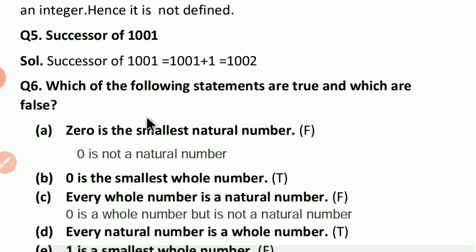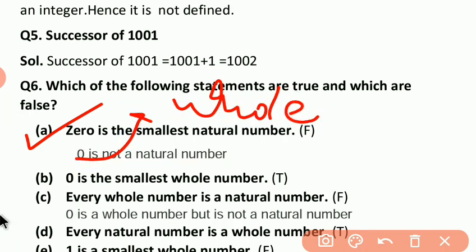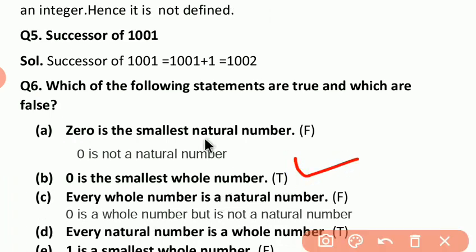Then question number 6, which of the following statements are true and which are false? We have to find the answer in true and false. A, 0 is the smallest natural number. Is 0 the smallest natural number? It is false, because 0 is not a natural number. 0 is a whole number, and we know that natural numbers start from 1. Second one, 0 is the smallest whole number. True, as whole numbers start from 0 only.